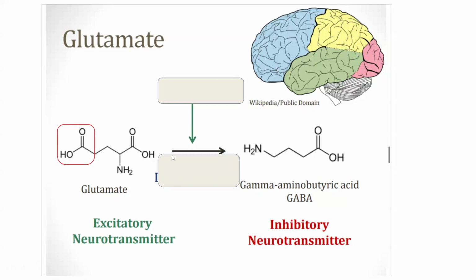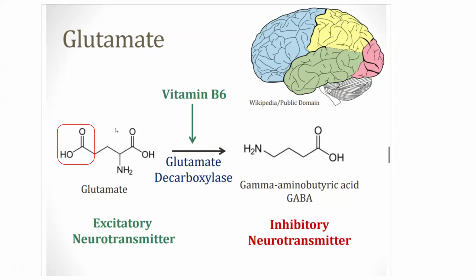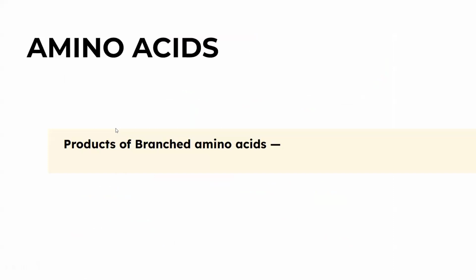So what is the enzyme called? Glutamate decarboxylase. It removes a carboxyl group. And what cofactor does it need? Vitamin B6. Okay. Now we have something known as branched chain amino acids.